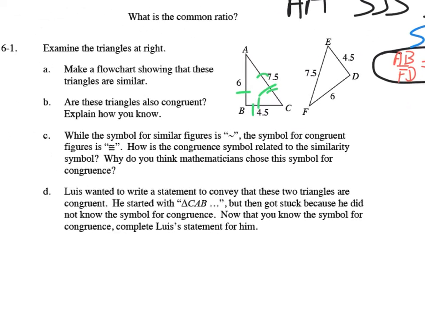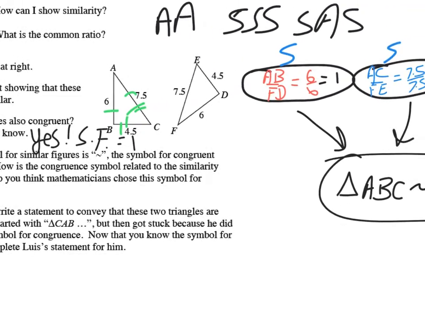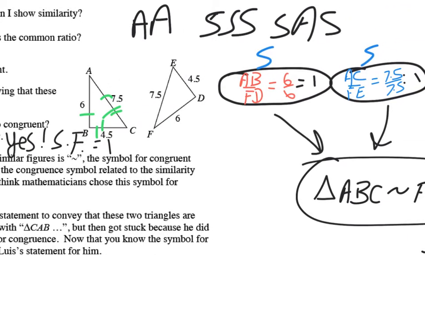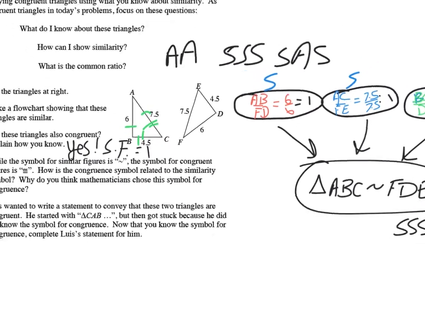So it says, are these triangles congruent in part B? And the answer would be yes. I know they are congruent because the scale factor between all of the sides is 1. The ratio of all of the corresponding sides is 1. So not only are they similar triangles, but they are congruent. So not only do they have the same shape, but the exact same size as well.